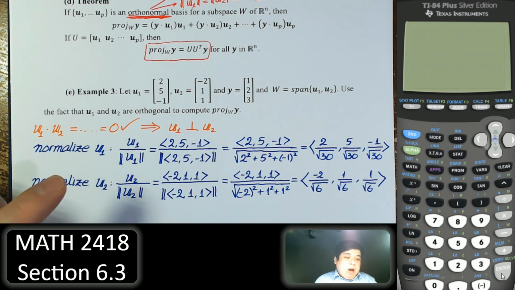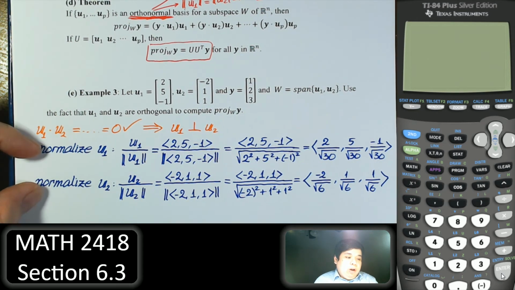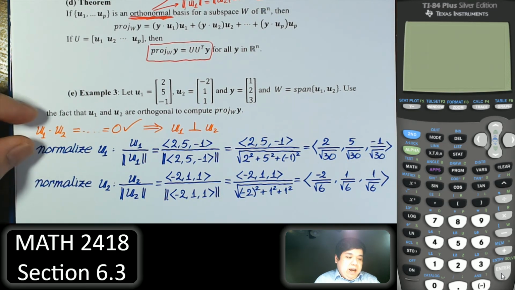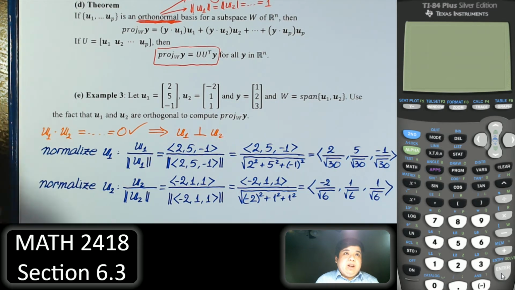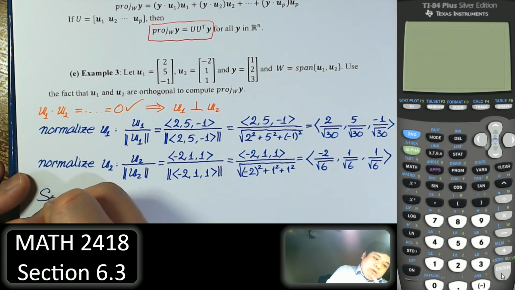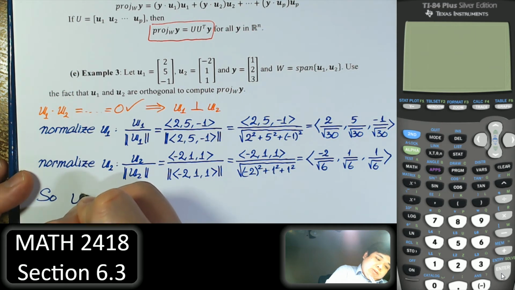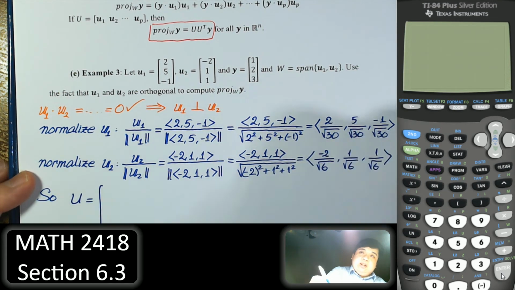So we have the normalized u1 and u2. So it is normal and it is orthogonal, so together they are orthonormal. So the matrix U will be equal to, I'm just going to put the vectors here in columns.